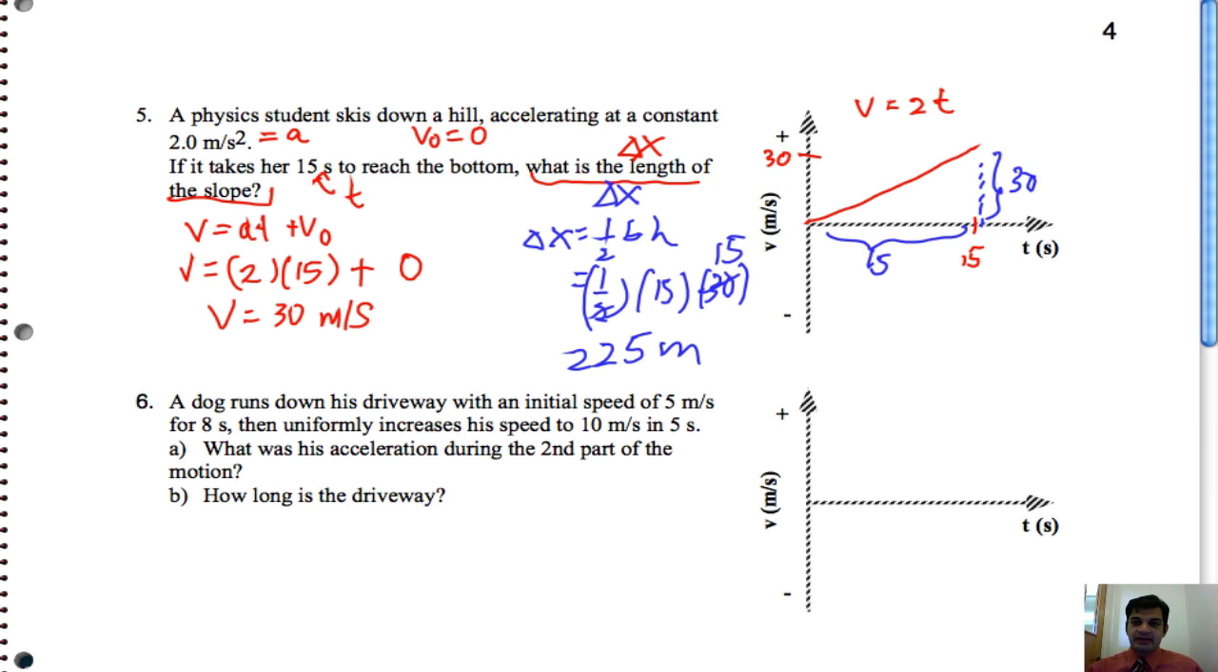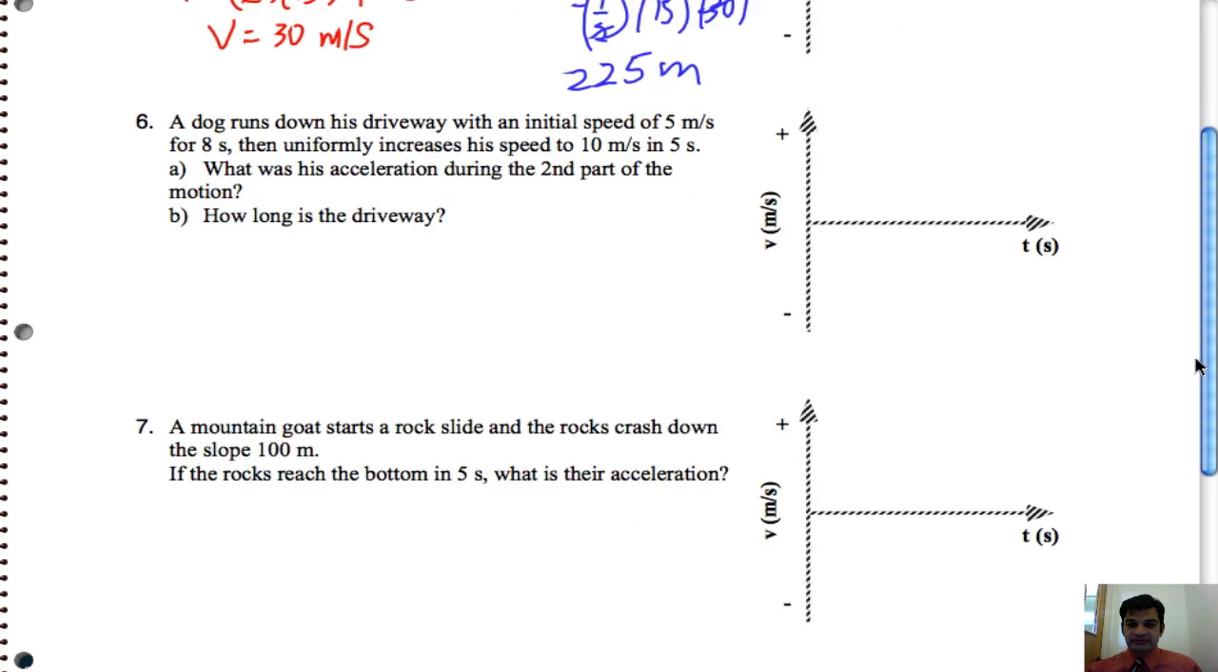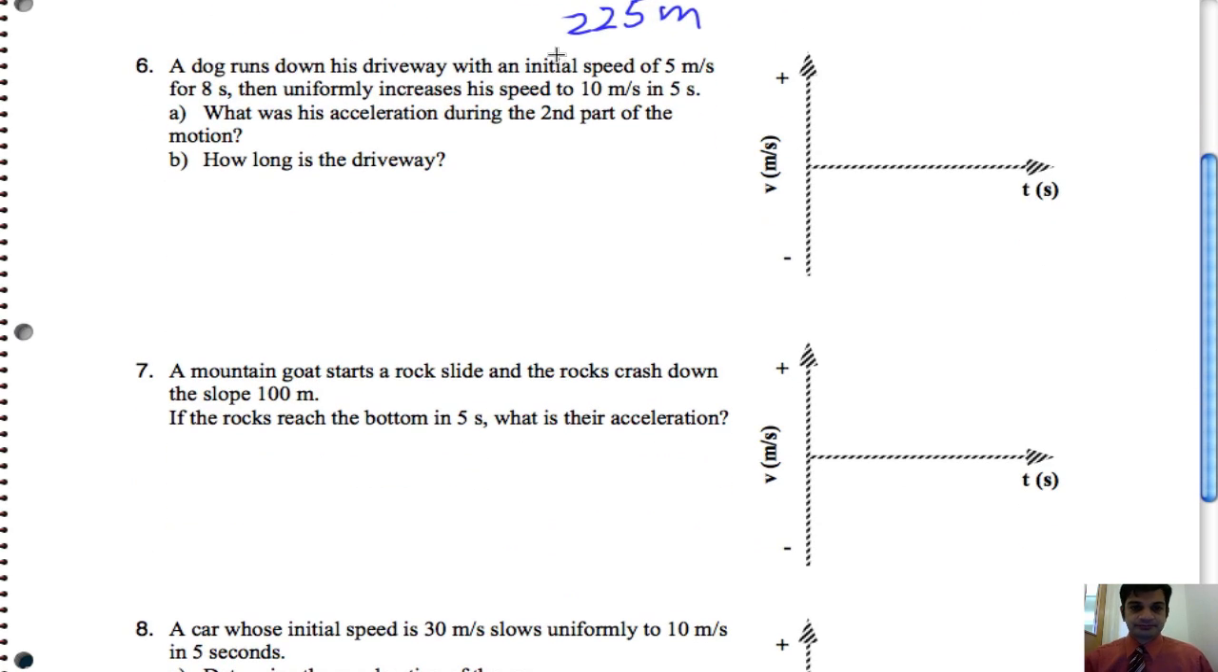All right, excellent. Now question number 6. We move on. We have a dog running around his driveway with an initial speed of 5 meters per second for 8 seconds. Then increases the speed to 10 meters per second in 5 seconds. What is the acceleration in the second part of the motion? How long is the driveway? So let's go.